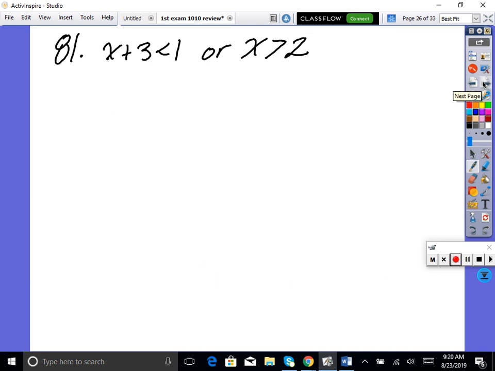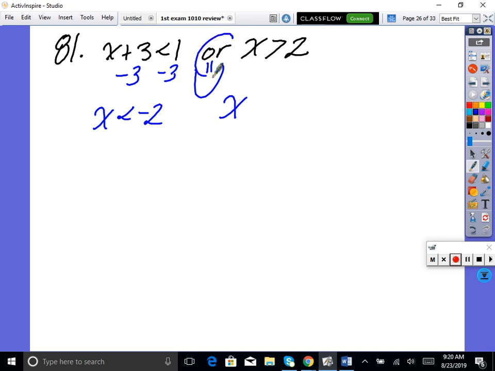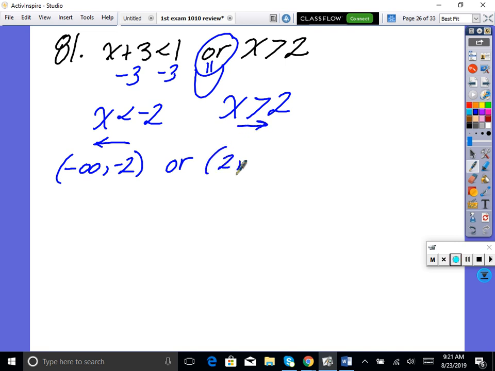Ooh, this is an or, so this one's friendly. Either one gets to go. X is less than negative 2, or x value is greater than 2 gets to go in our solution set. So let's look at this in interval notation. It's pointing that way, so that would be negative infinity up to negative 2. Or also, pointing that way, 2 to infinity.